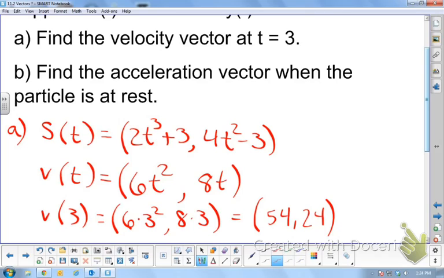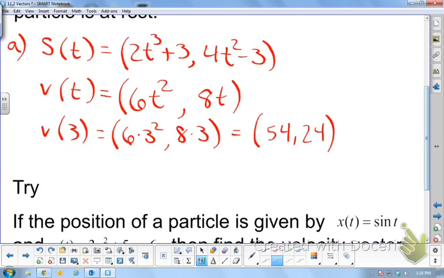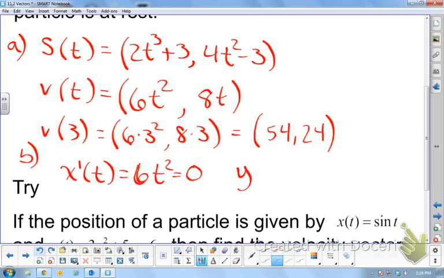So we want to know where the velocity is 0, but we do have two directions. We have the x direction and the y direction. We need both directions to be 0 at the same moment in time, or else the particle is never technically at rest. So we need to know when the x derivative, 6t squared, is 0, and we want to know when the y piece is 0.